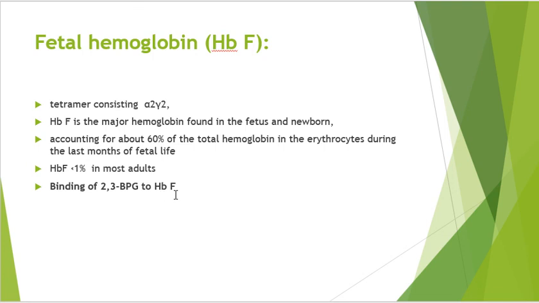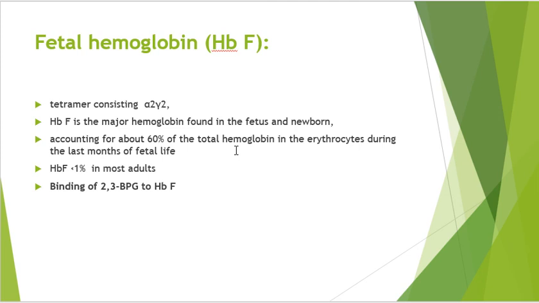Fetal hemoglobin. Fetal hemoglobin, or hemoglobin F, is a tetramer consisting of 2 alpha chains and 2 gamma chains. Hemoglobin F is the main hemoglobin found in the fetus and in the newborn, making up about 60% of the total hemoglobin in the erythrocytes during the last month of fetal life.